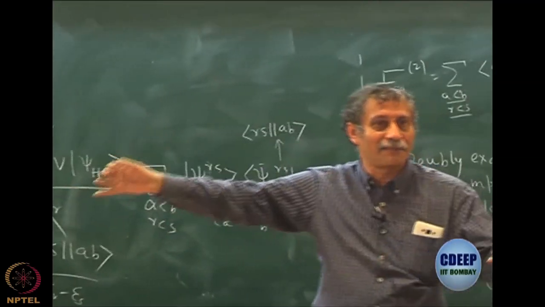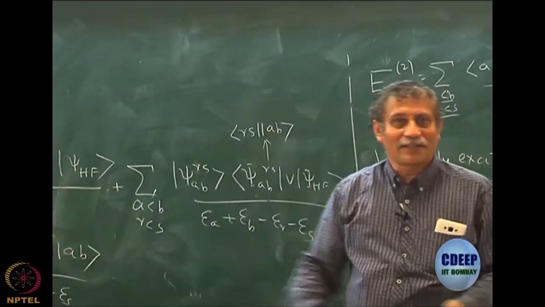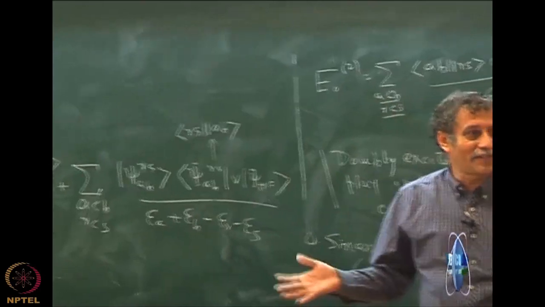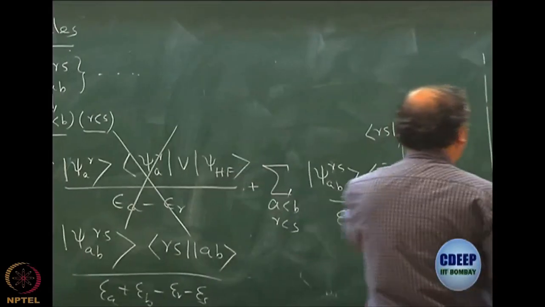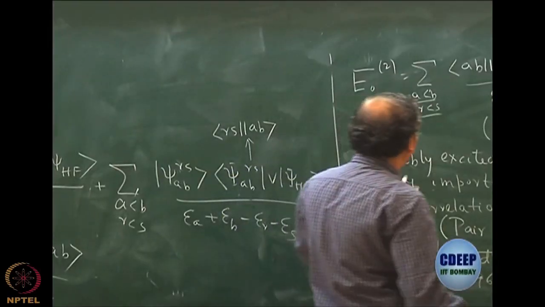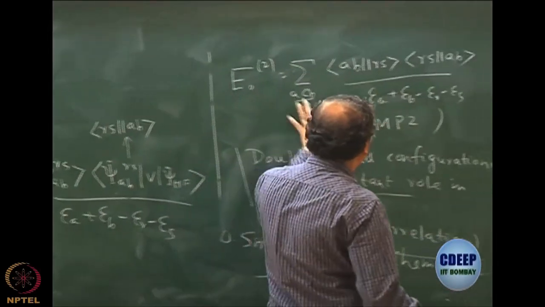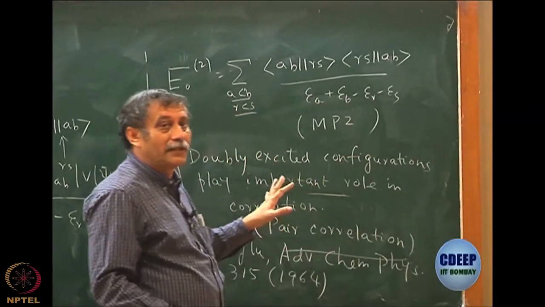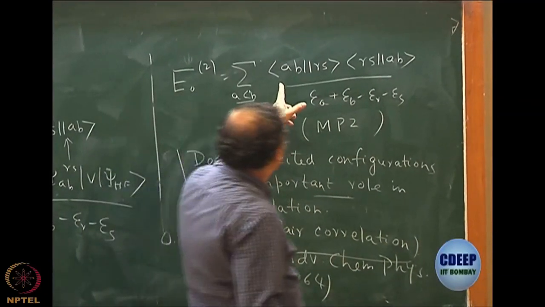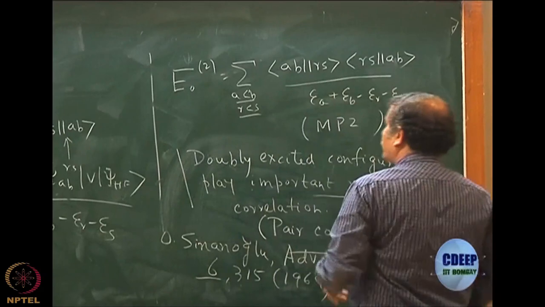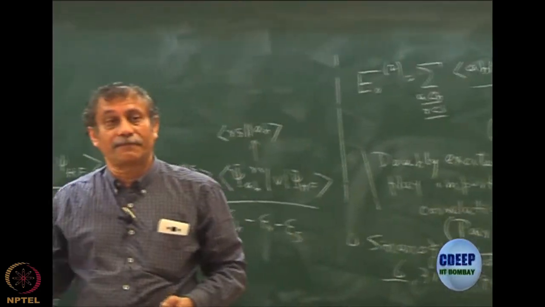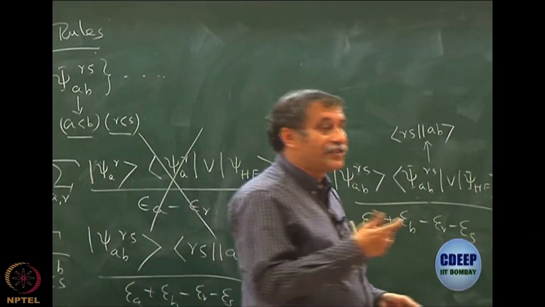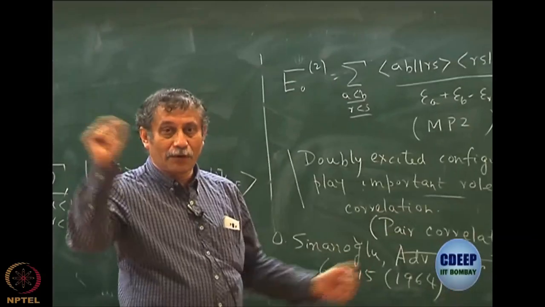So please do this exercise. I am asking in the exam to show it by Slater rules. I will not do it in the class, I am just telling you. You must practice such things. Many such algebra steps I will not necessarily do. This algebra can also be written in many ways. Remember, this is in terms of antisymmetrized integrals. So if I ask you to write this formula in terms of regular integrals, what is the regular integral? Just ABRS.